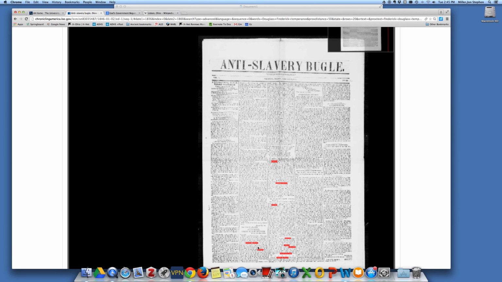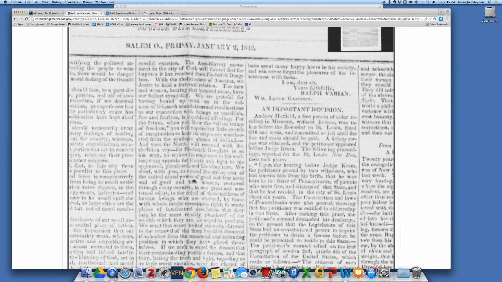What do we have? This is a letter. It starts up here, comes down. There's some dots. It looks like it's quoting poetry, and it looks like it's signed up here. Let's see what it is. So it looks like it's a letter from Ralph Varian to William Lloyd Garrison. Okay, here we see Frederick Douglass is on his way.